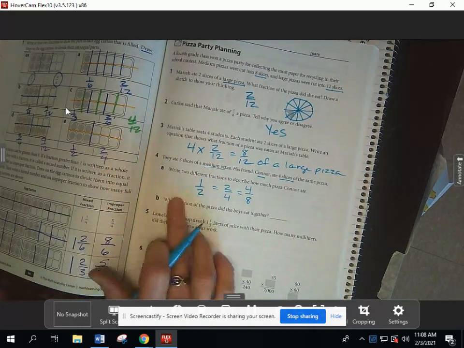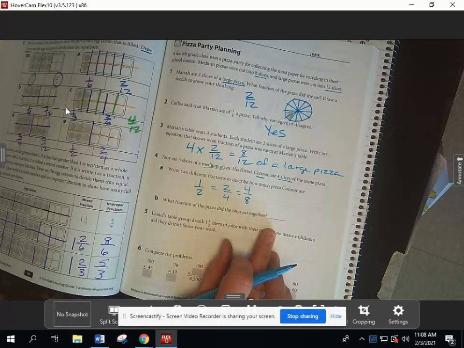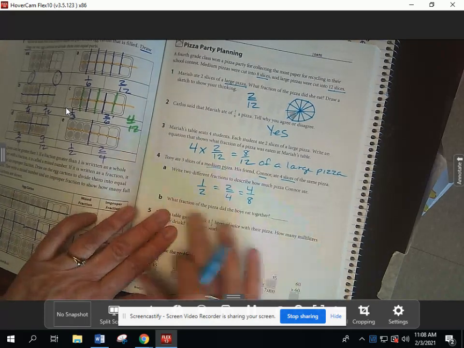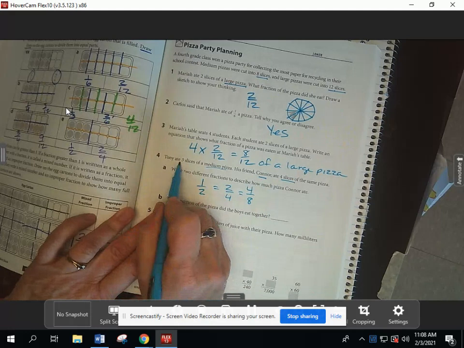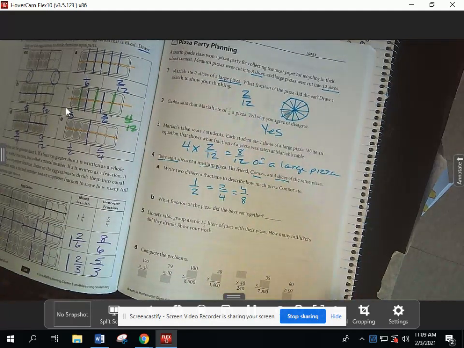What's the name of these kind of fractions? Everybody say the word? Equivalent. Okay, so now we got to figure out how much did Tony eat and how much did Connor eat all together. What is the fraction for that?